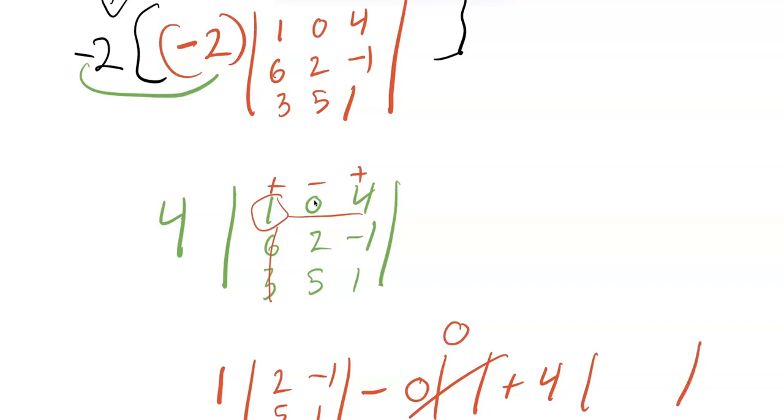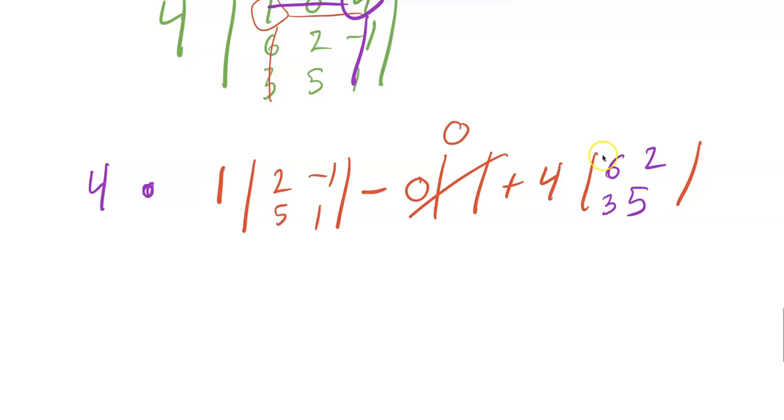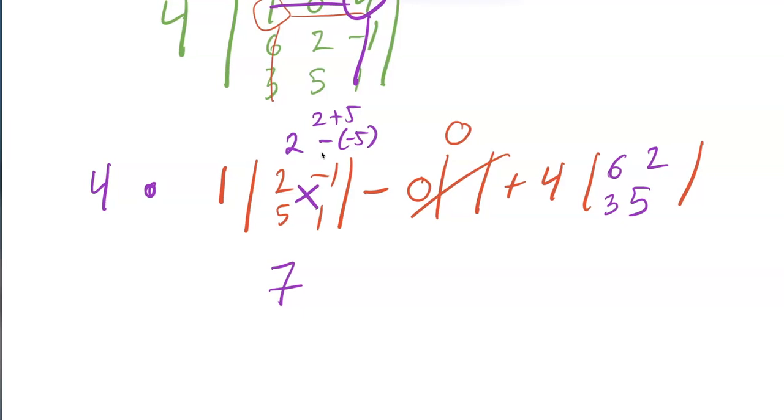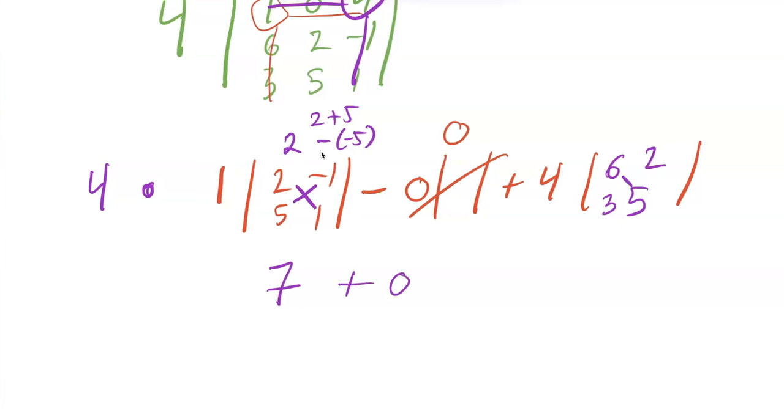Let me do a different color. Circle the 4, cancel this out. So we have 6, 2, 3, and 5. And don't forget, all this is being multiplied by 4 on the outside. So all we gotta do is do each of these and then simplify it. So this is down minus up, 2 minus -5. So 2 plus 5 is 7 times 1. Over here, down minus up, so 30 minus 6, so 24.